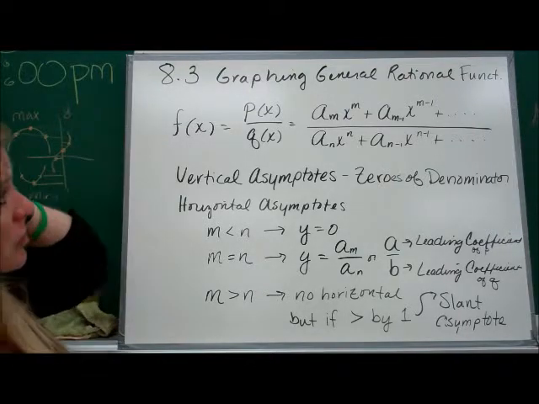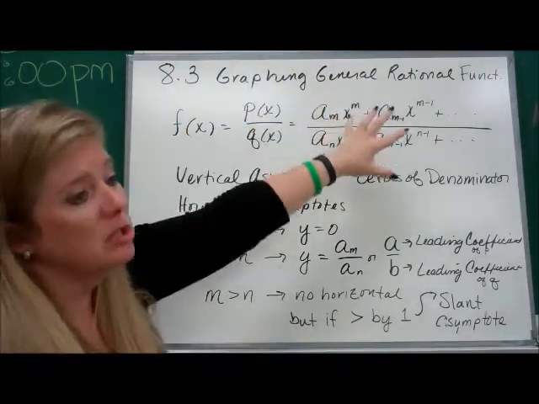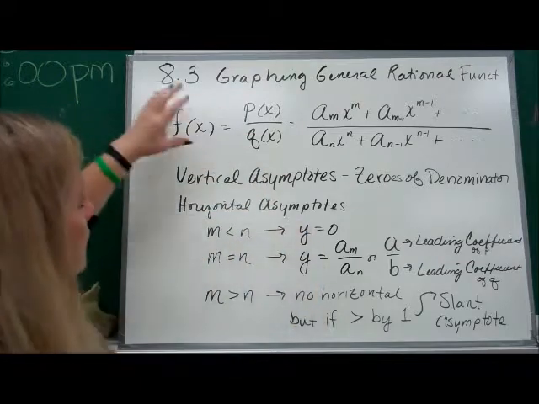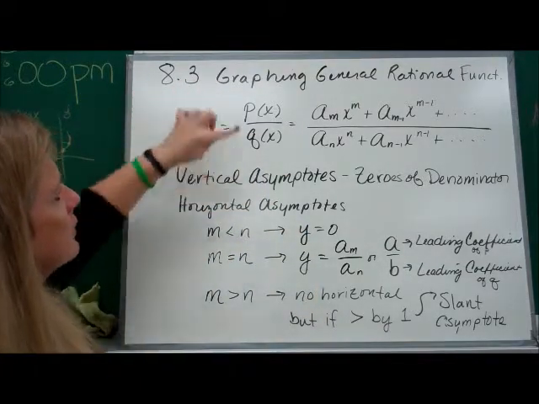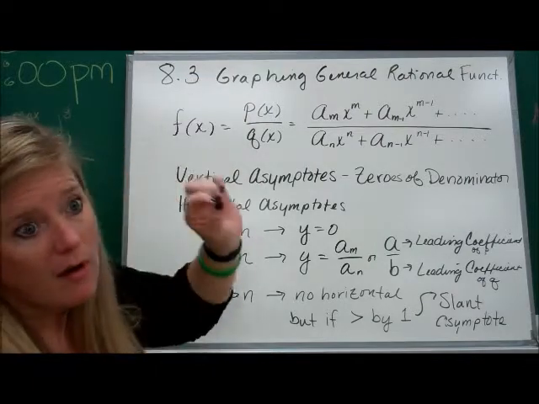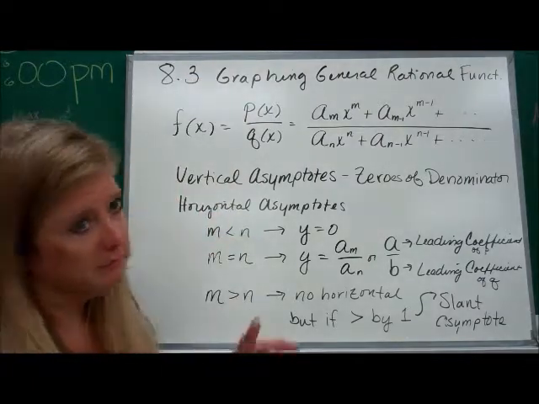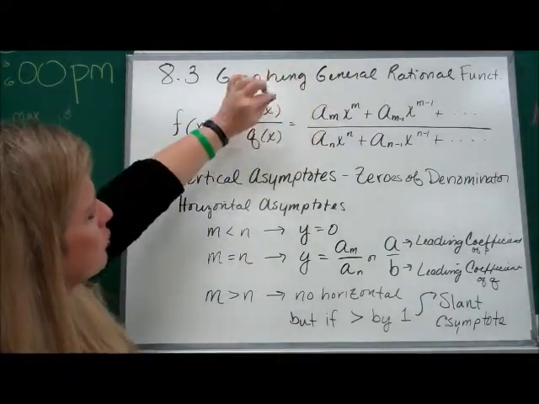Graphing rational functions. This is just general information about the rational function. The general rational function f of x is p of x over q of x, where p and q are polynomials. Here is the very general description.